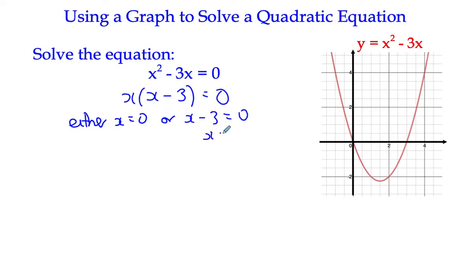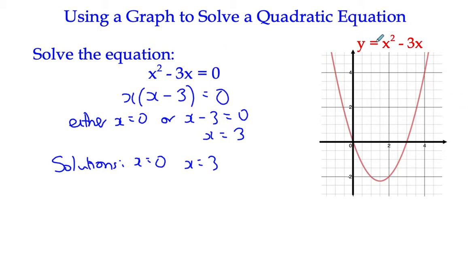So we can solve that equation to say that the solutions to that equation are either x equals 0 or x equals 3. Okay? In other words, substituting 0 in for x or 3 in for x will give us the same answer. Great.